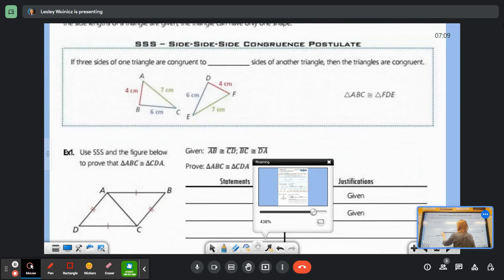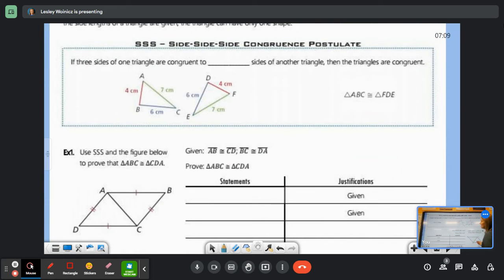Okay, so this is the side-side-side congruence postulate, affectionately known as SSS. If three sides of one triangle are congruent to three sides of another triangle, then we have congruent triangles. So we don't even need the angles. All we need are three sides. That's definitely a shortcut. That's half the work. You can see here that each of the corresponding sides is congruent. So we have triangle ABC congruent to triangle FDE.